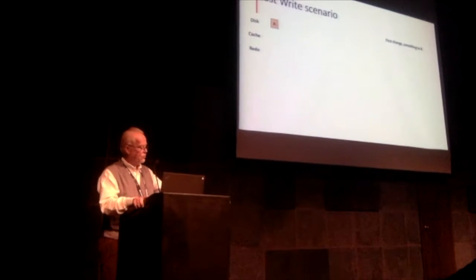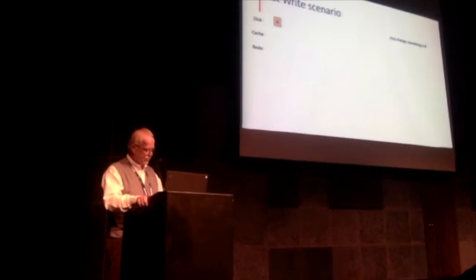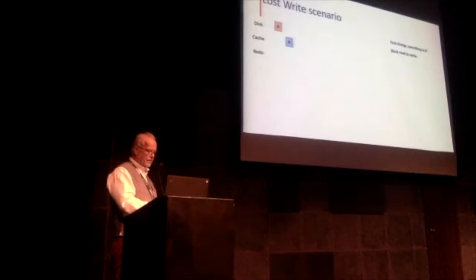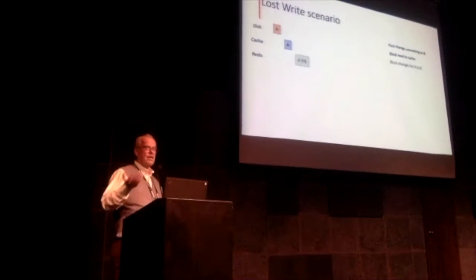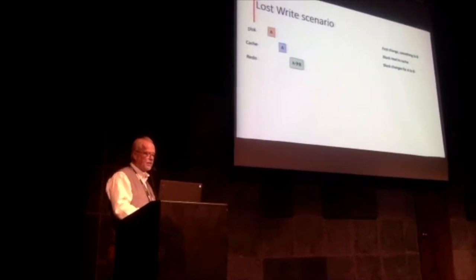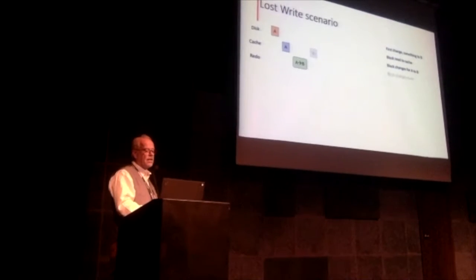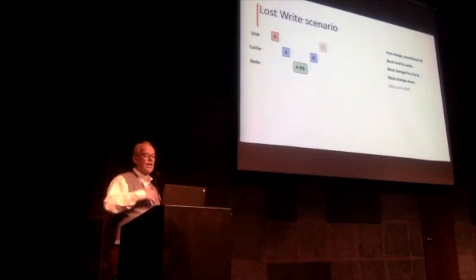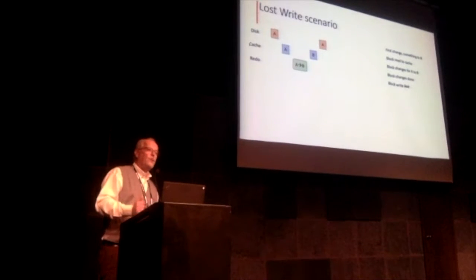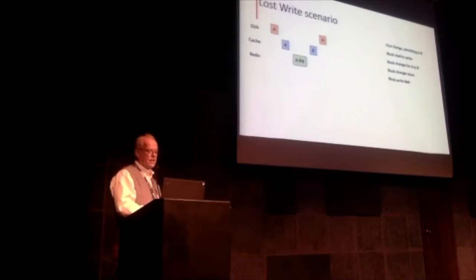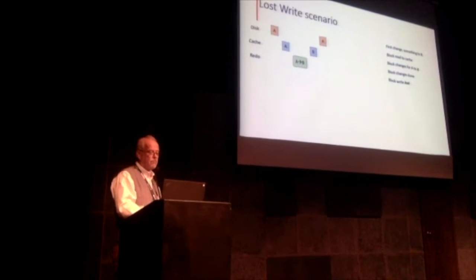And now we have the lost write scenario, and this requires a little bit more lateral thinking. So, as before at the beginning, we decide to change something to the B, and it's read in, and oh, it's an A we've got, so we've got to work out the A to B changes. We do the B changes, and we write it to disk, or so we thought. It actually didn't arrive at disk. It just disappeared into thin air.